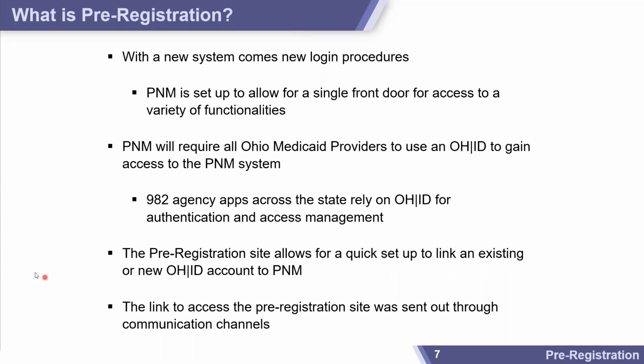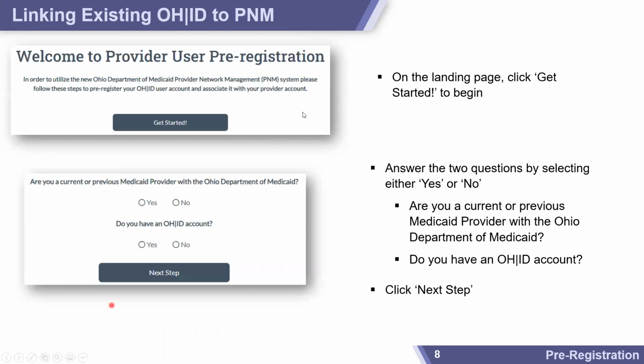So once you go into that website for pre-registration, this is what that landing page or welcome page looks like. The screenshot we have here on the top of the page says welcome to provider user pre-registration. And all you have to do to get started is click the button that says get started. And then it's going to prompt you and ask you two questions. The first one is, are you a current or previous Medicaid provider with the Ohio Department of Medicaid, or are you completing things on behalf of a provider? Kind of applies in the same situation, and you're going to answer that yes or no.